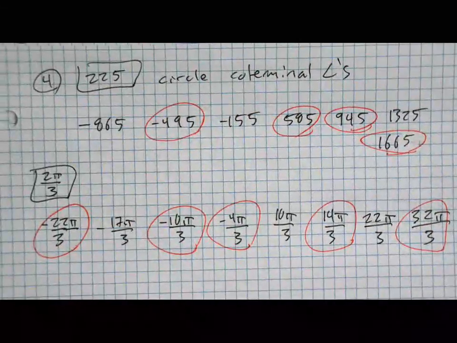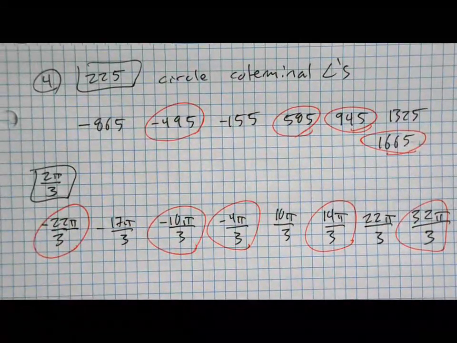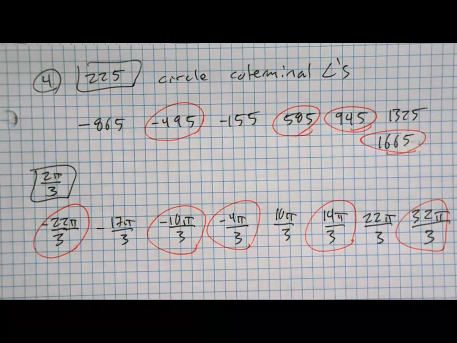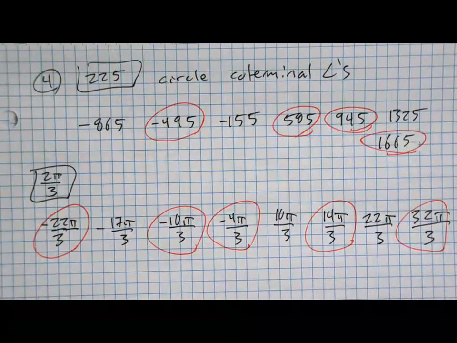So these should be pretty quick if you know how to use your calculator. I certainly would not want to be turning every single one of these into degrees. That would take forever. Just add 2 pi to each one of them.